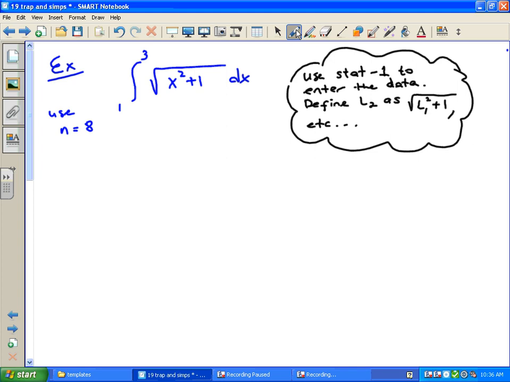Okay, for this question, I said use n equals 8. Let's determine what that would tell us about delta x or h. Again, I'm using those interchangeably in our formulas. So the length of the interval is 3 minus 1, right? And we're going to divide it by 8. That's 2 over 8, or 1/4. And to make things easy for this question, I'm going to use decimals. I'm going to say 0.25. Okay, 1/4 is 0.25.